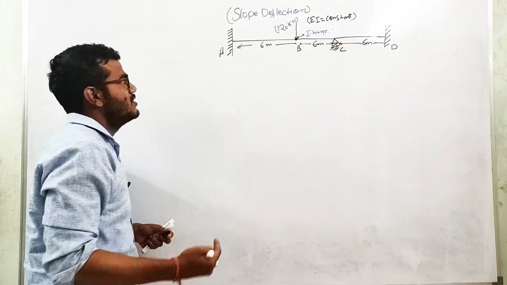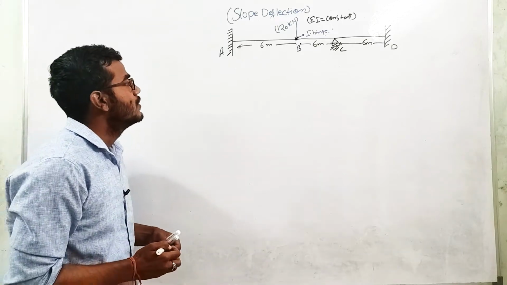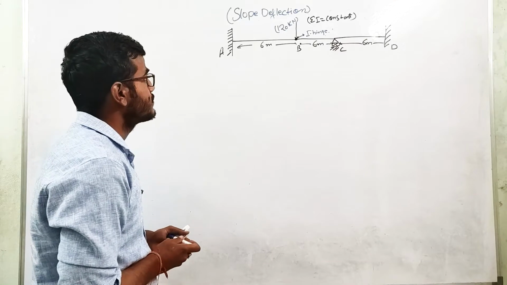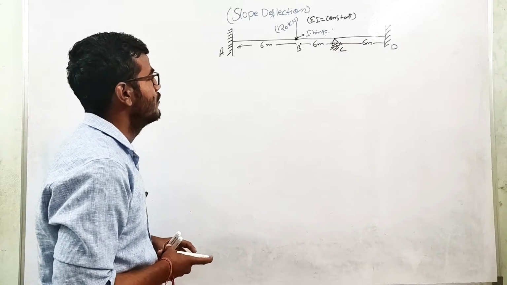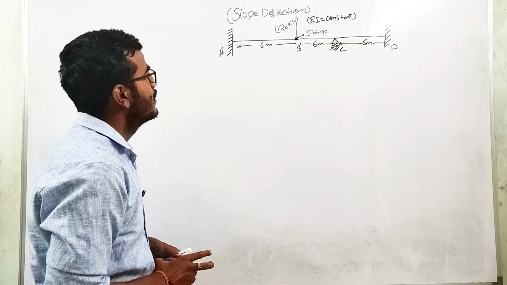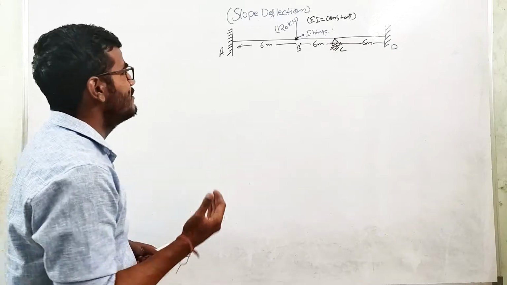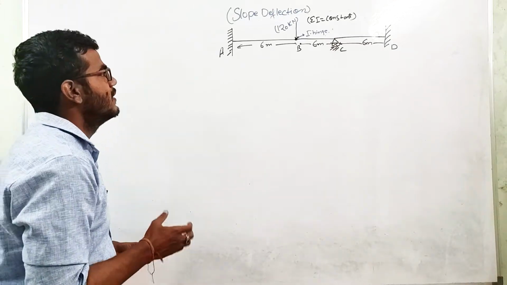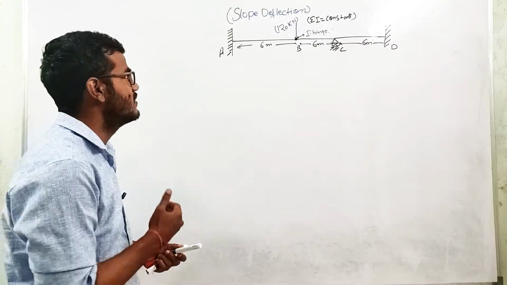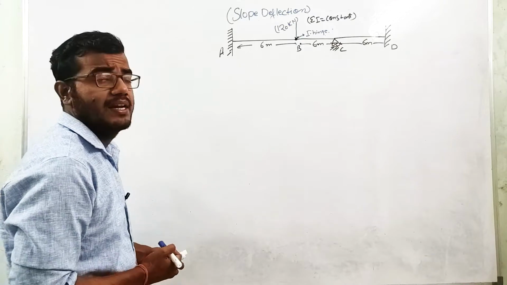At the internal hinge, we are applying a load of 120 kilonewton. The problem is to analyze this beam using the slope deflection method, where the 120 kilonewton load is acting at this hinge. In analyzing this beam, we need to find the reactions at the supports and the internal reactions, which are the bending moment and shear force.